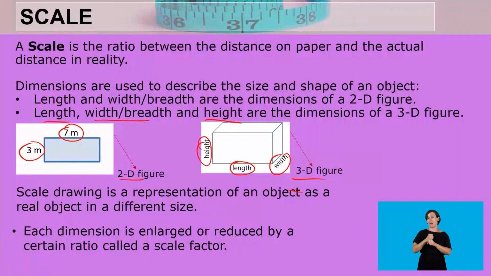Each dimension is either enlarged or reduced by a certain ratio called a scale factor. You can either reduce the size by 30 times less or enlarge it by 30 times more. So when are we enlarging and when are we reducing? When we are enlarging, let's say you have to draw an ant. An ant is a very small animal, so you have to put it on a piece of paper. It means you have to enlarge its size. But when you're drawing something big like a car, you have to reduce its size so that it can fit on a drawing paper.